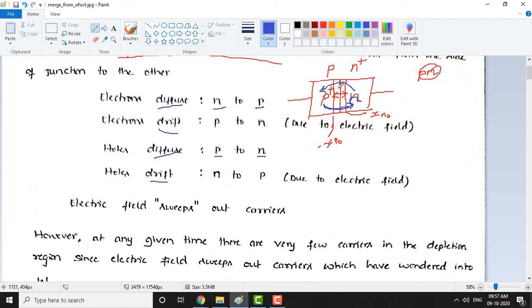You know how an electric field is created: on one side you see a positive charge, on the other side a negative charge, so you get an electric field. And what is the direction of the electric field in this case?